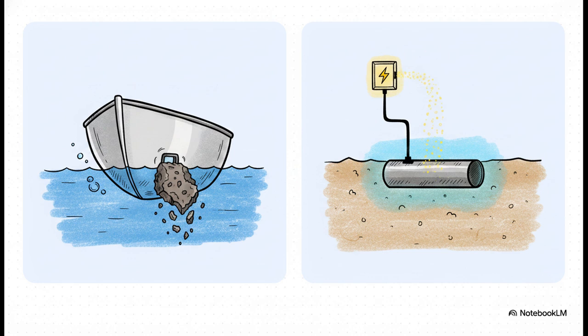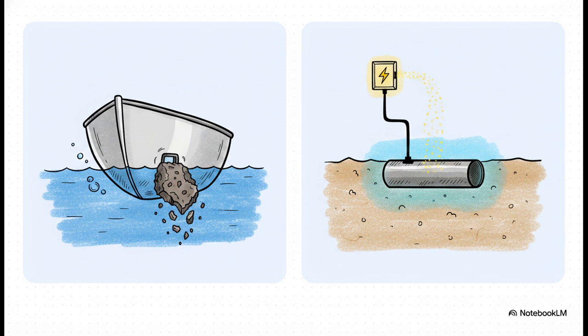To protect ships and underground pipes, we often attach heavy blocks of zinc to them. Since zinc is a stronger reducing agent than iron, it willingly gives up its electrons first. It literally sacrifices itself, eroding away completely so the iron doesn't have to. Hence the great name, sacrificial anode.